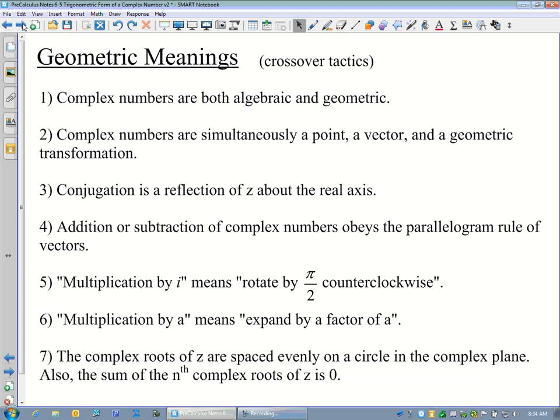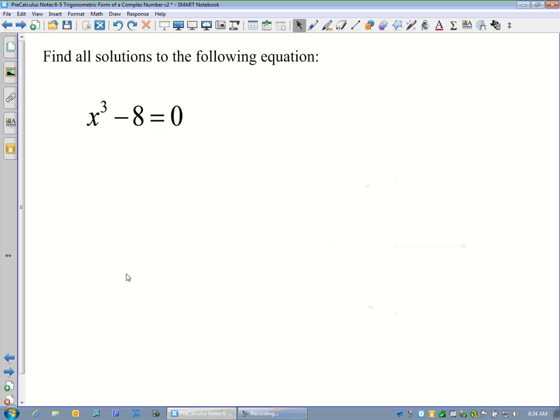For example, let's look at this problem here. You're getting to the point in mathematics where you have multiple tactics available for you to solve problems. So if we look at x cubed minus 8 equals 0, we have a polynomial equation, and we're asked to find all solutions to the equation.